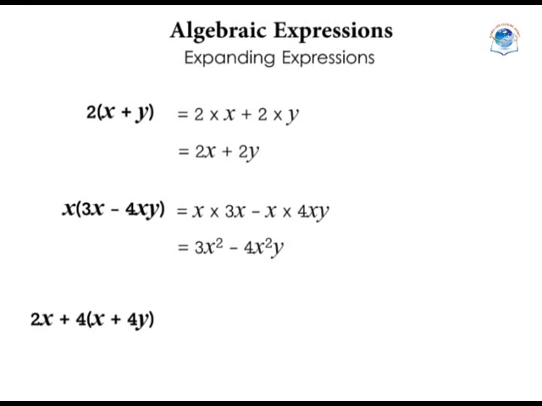2x plus 4 into x plus 4y. All the terms in the bracket are multiplied by 4. So we have 2x plus 4 times x is 4x plus 4 times 4y is 16y. So we have 6x plus 16y.